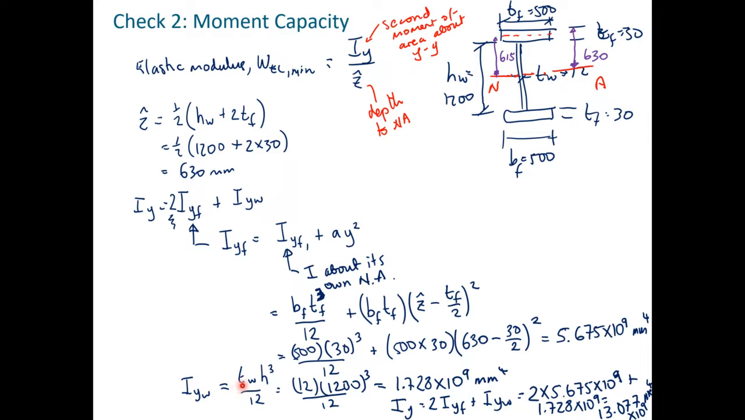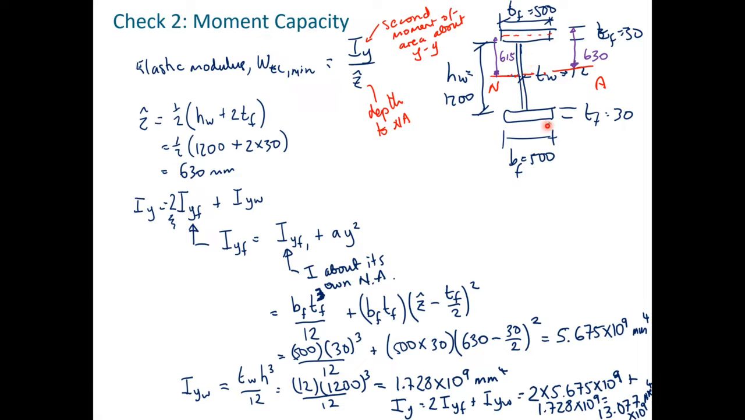And then we look at the web. It's the thickness of the web times the height of the web cubed divided by 12 into the formula there, and we get 1.728 by 10 to the power 9. So we can see that one flange alone up here gives us about 3 times the stiffness of the web. Of course, we have 2 flanges in there, so that 5.675 is multiplied by 2, one on the top and one on the bottom. So you're looking at the flanges contributing about 7 times the stiffness of the web.